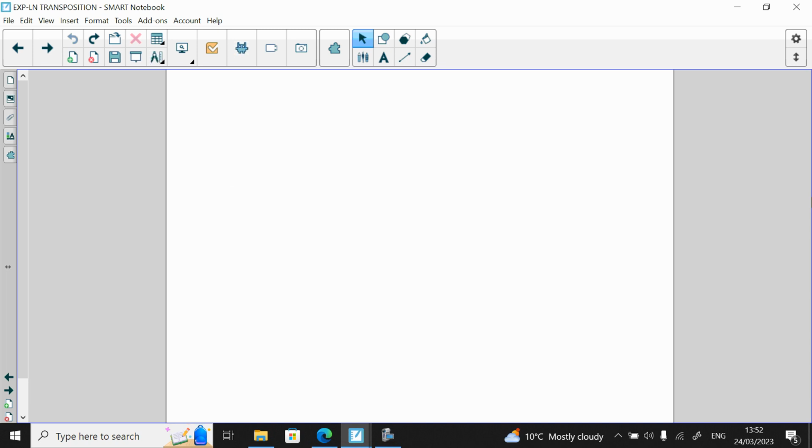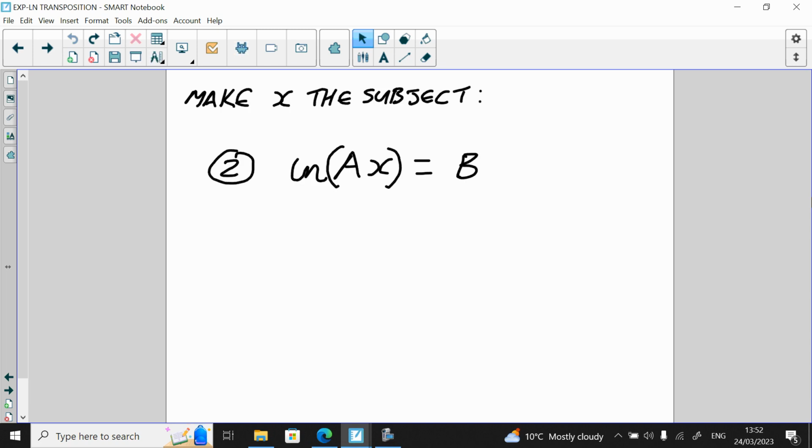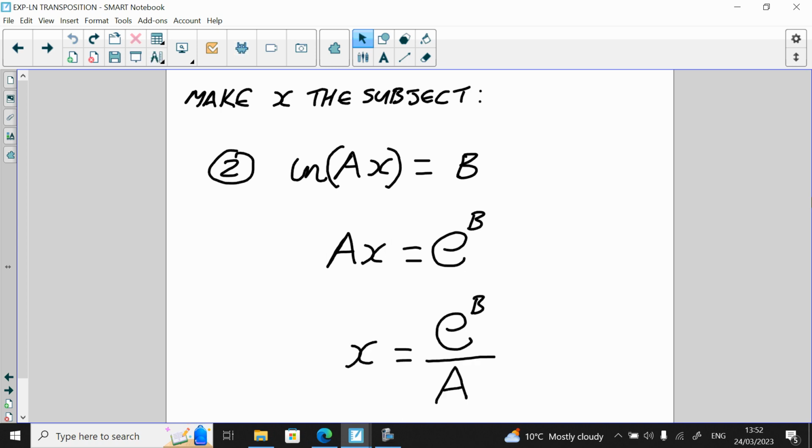Okay, other one. ln, it's on the outside of everything. We can get rid of that right away and just leave the contents of the bracket. So ax equals e to the power b. Now we can get rid of the a. A is multiplying, take it across and divide. That's you. Finito.